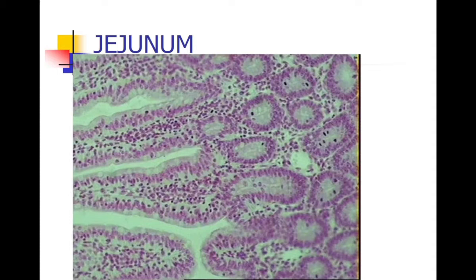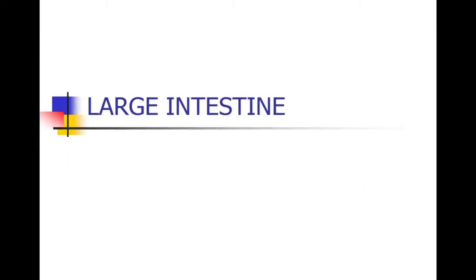So these were the slides of the small intestine. Our today's topic is the large intestine, that is the colon. Today we are going to talk about the large intestine, that is the colon. The colon starts from the ileum as the cecum, and then we have the ascending colon, the transverse colon, the descending colon, and then the sigmoid colon, rectum, and the anal canal. This tube is 1.5 meters long only, and its diameter is 7.5 centimeters.